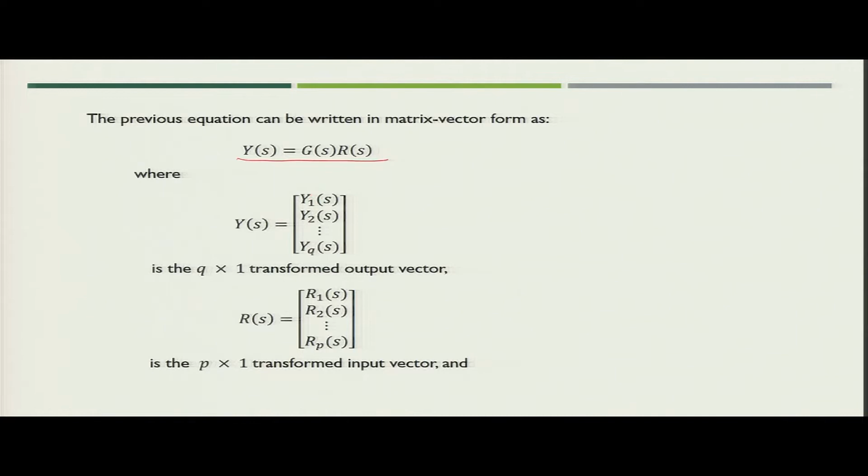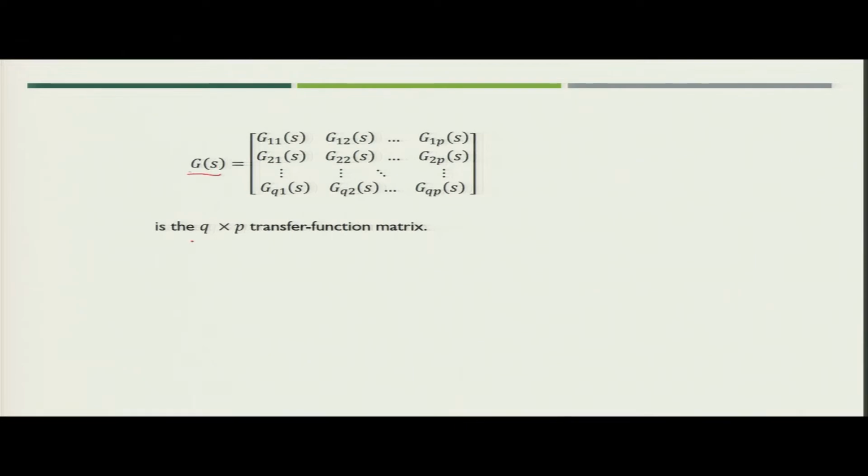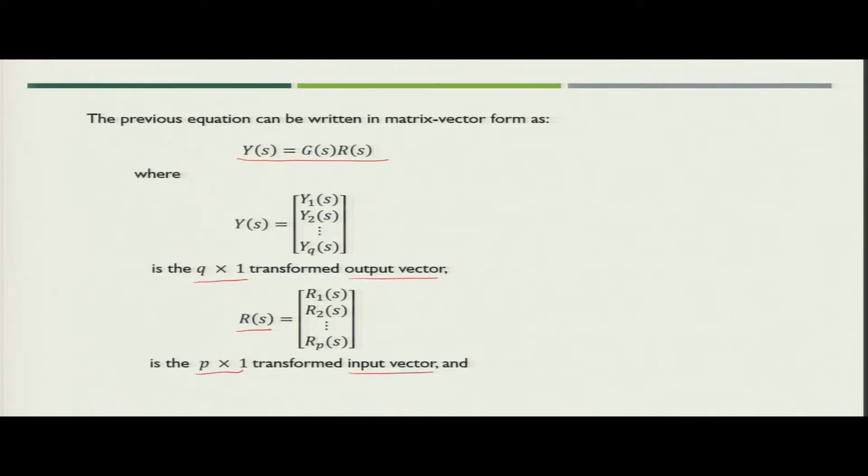What is Y(s)? Y(s) covers the number of outputs, so it will range from 1 to q. That is why Y(s) is a q by 1 output vector. Similarly, R(s) is the p by 1 input vector. Then what will be the value of G? G will be a q by p matrix having the individual transfer functions relating the inputs and outputs. This is how you define the matrix which contains multiple outputs and multiple inputs.